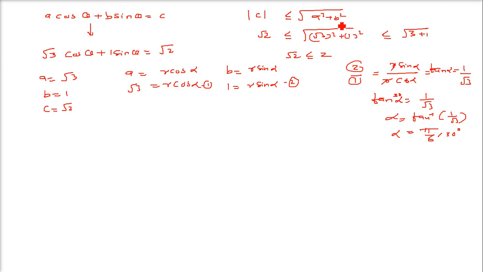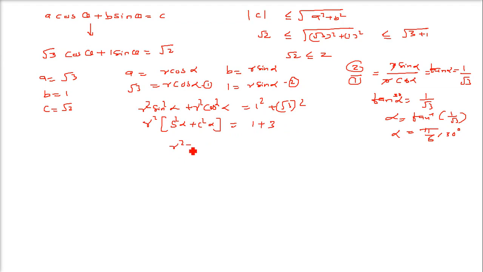What is the value of r? We have seen that this r can be computed by 2 square plus 1 square, that is, square it, that is r square sin square alpha, and add this with this equation. So plus r square cos square alpha, and then here we have 1 square, here we have root 3 square. So we are squaring these two equations and adding simply. So r square, we know sin square alpha plus cos square alpha is nothing but 1, and 1 square is 1, and root 3 square is 3. So r square will be equal to 4. This means r equal to 2. R is going to be 2. So now we have value of r and alpha also.